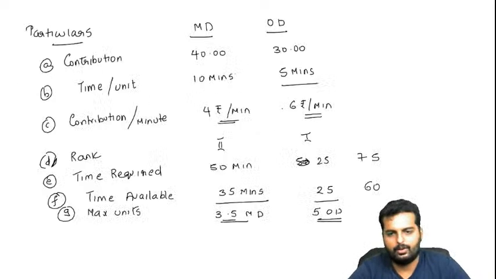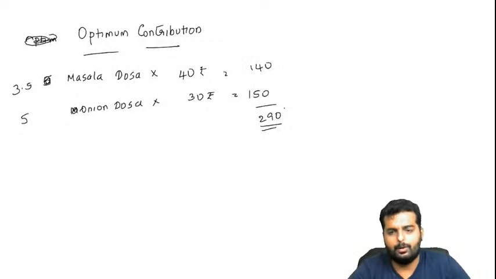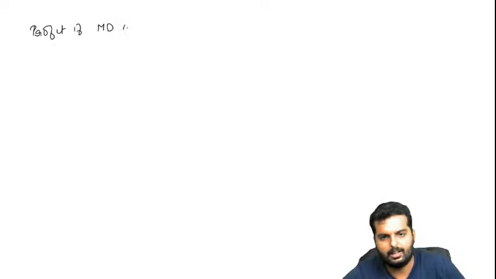Alright friends, I believe you are clear with this. Maybe I'll just show you. Suppose I made masala dosa, and then with the time available I made onion dosa. Let us check if I'm making good profit or no. Okay, I'll just give it. Okay, profit if masala dosa was made first.